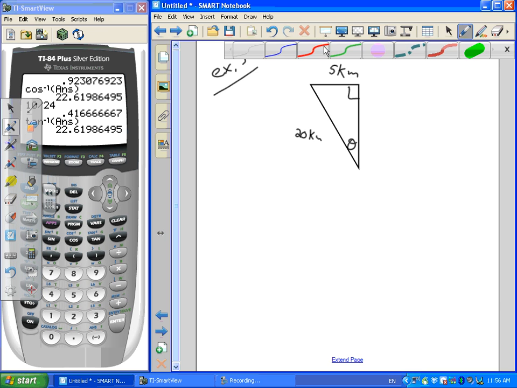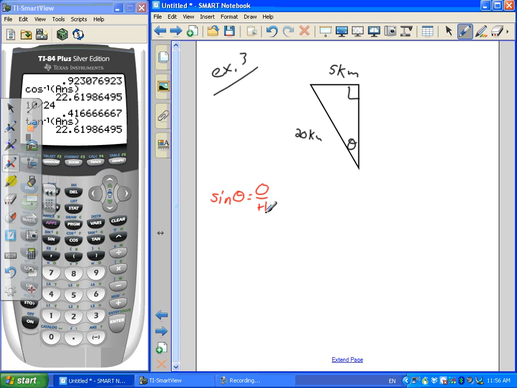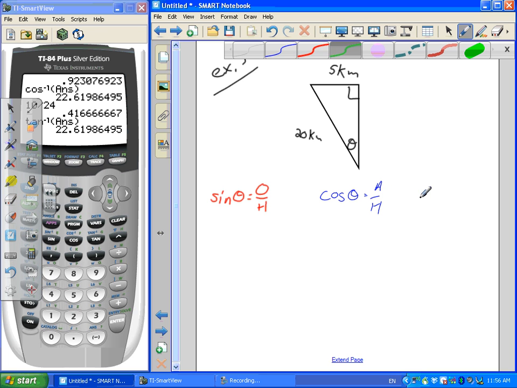So I'm going to quickly draw out our ratios. We have our sine, cosine theta is adjacent over hypotenuse, and finally, tangent theta is equal to opposite over adjacent. Okay? Now I need to solve for theta. All three of these ratios can solve for theta. We're going to have to figure out which one it is.